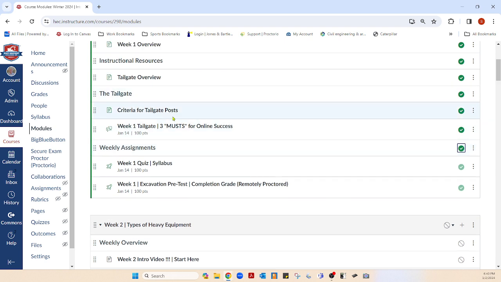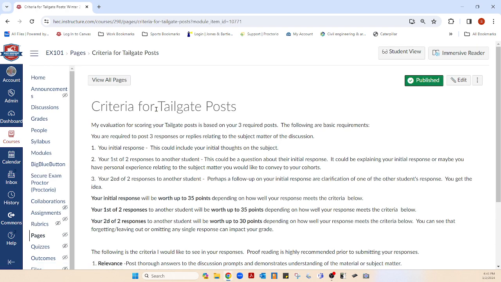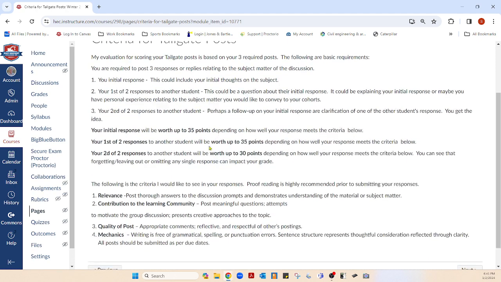And don't forget to read the criteria for tailgate posts. It's what I look at. I don't think I had this up before, but I'm going to go ahead and back up and take a minute here and open this. Read the tailgate overview. It tells you what I expect in the tailgate. And this is how I'm going to grade the tailgate. Your grade will be based on this. Be sure and read all of this criteria.